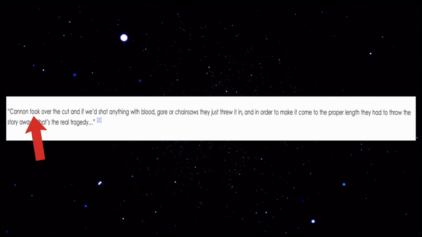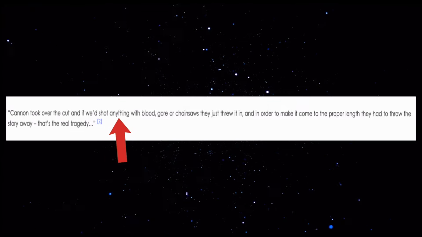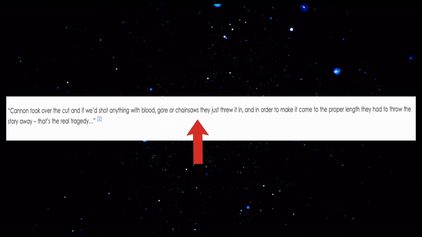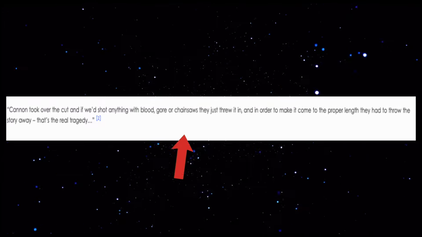But anyway, a lot of the actors claimed that a lot of the emotion was gone from the movie. Cinematographer Richard Chorus, sorry, I might have butchered that name, was quoted to say, "Canon took over the cut, and if we had shot anything with blood, gore, or chainsaws, they just threw it in. In order to make it come to the proper length, they had to throw the story away.